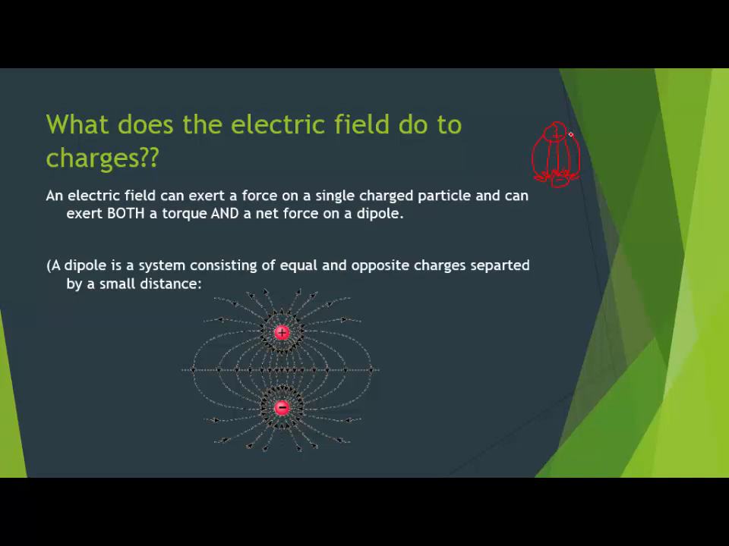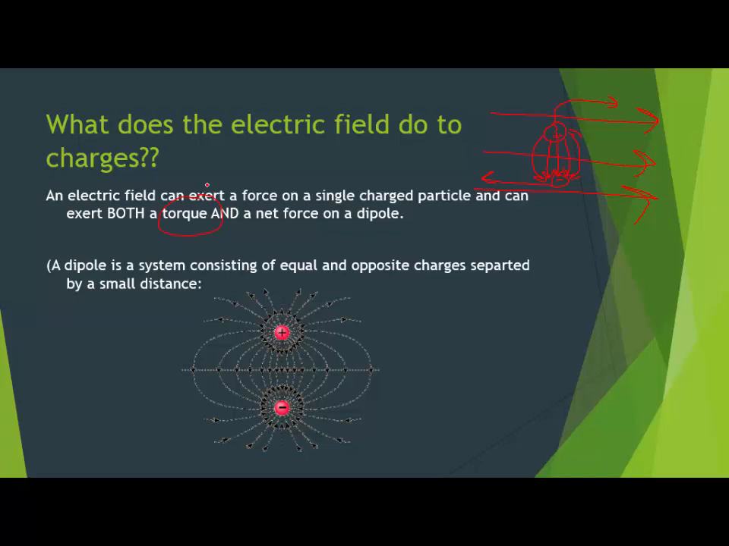So if I put a dipole in an electric field, let's say I have an electric field going this way. Well, the positive charges are going to experience a push this way. The negative charges will experience a force to the left. And both of those things added together will create a torque on the dipole, and the dipole will spin inside of an electric field.